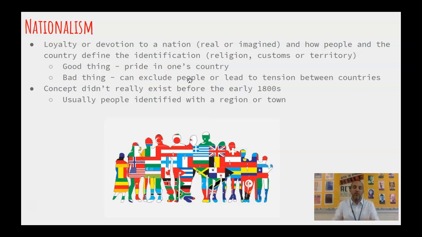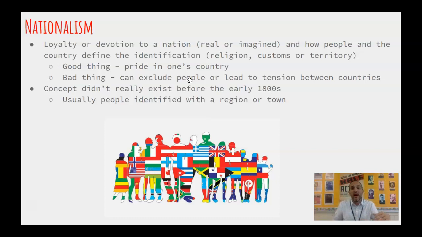That's an imagined country. It doesn't exist yet, but that's still nationalism because you have this desire for your own country. The other part of nationalism is how people and the country define the identification of the people in that country. So the question becomes, what are these bonds that bring people together that form this nationalism? What makes an Italian an Italian? What makes an American an American? What makes a Guatemalan a Guatemalan? What are the religion, the customs, the territory? What makes that person identify with that country outside of, I live here and the government rules over me? What's that bond that people feel with one another within that country?